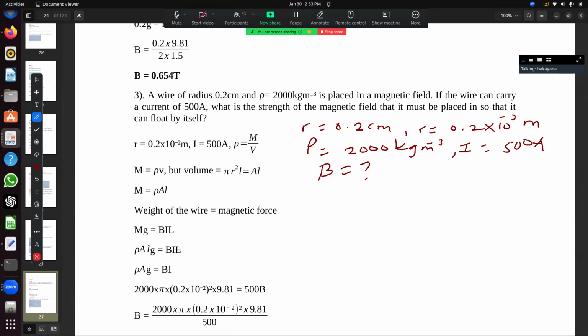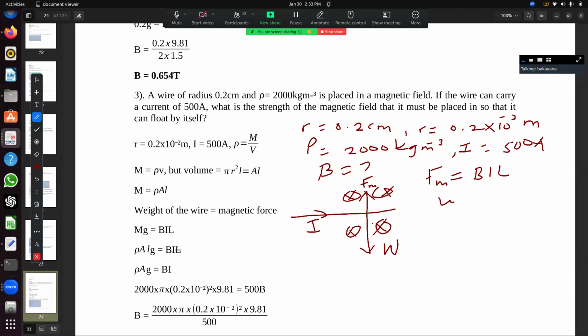So if this wire is placed in a magnetic field, that means there are two forces that have to balance each other. If the wire is to float in a region of magnetic field, while carrying current I, there has to be a force balancing its weight, and that force is the magnetic force. The magnetic force on a current carrying conductor we said is B I L. Then the weight of this conductor is m times acceleration due to gravity.